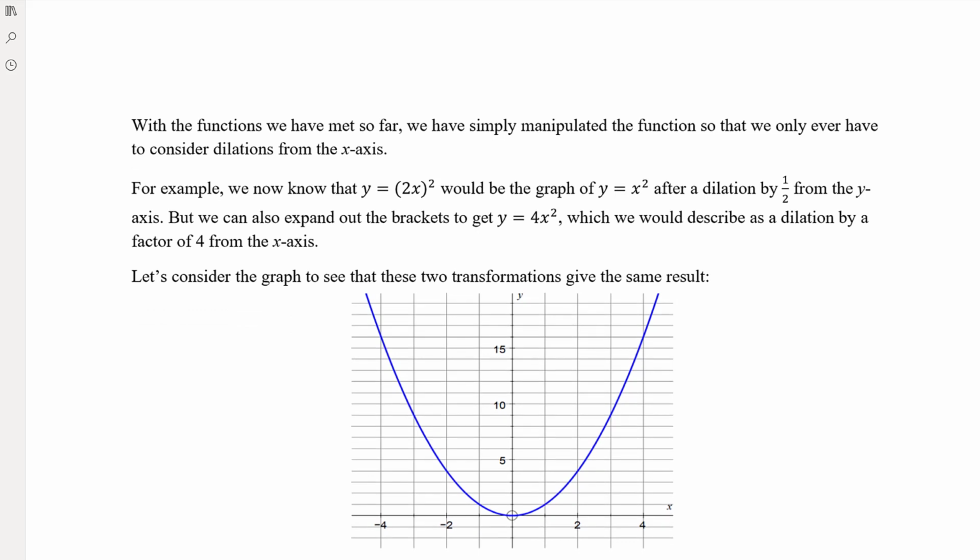Okay, so we don't have any brackets. We don't actually need to think about it as a y dilation. So 4 times x squared would be a dilation from the x-axis by a factor of 4. So let's think about what happens there when we draw those graphs.